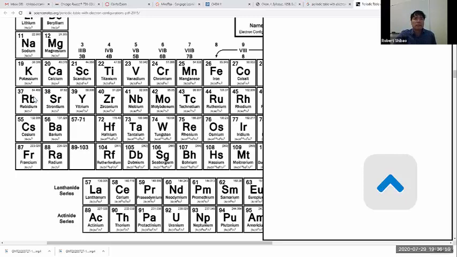41, 42 niobium, 43, 44 molybdenum, 45 technetium. Molybdenum is also an exception. Do you see it's 5s1? I know this is hard to see. I can blow it up more. But technetium is krypton 5s2 4d5.